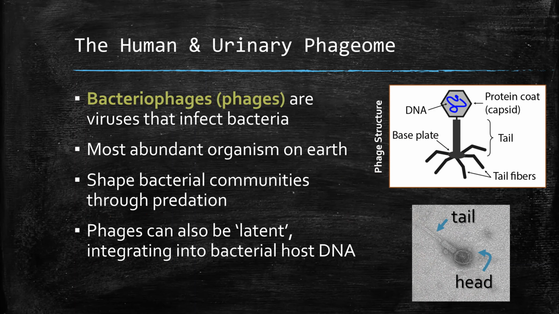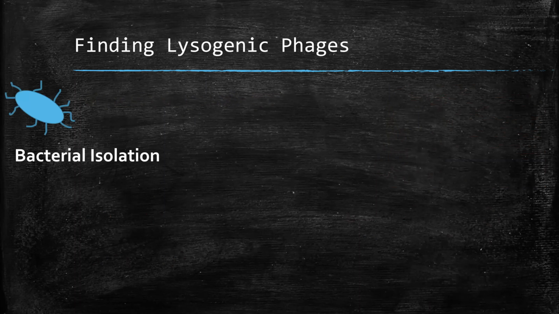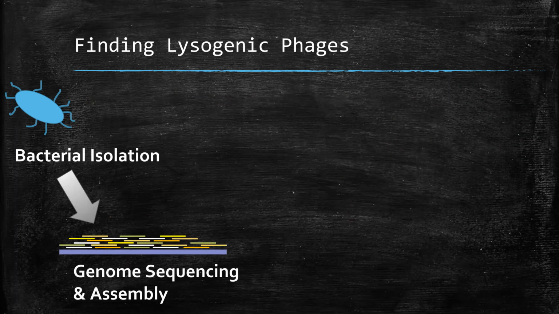We decided to begin our survey of the phages within the bladder by first looking at the lysogenic or latent phage population. For this project, 181 bacteria were isolated from 1,000 samples of catheterized urine from female patients. Isolates were sequenced, and their genomes were assembled for downstream analysis.